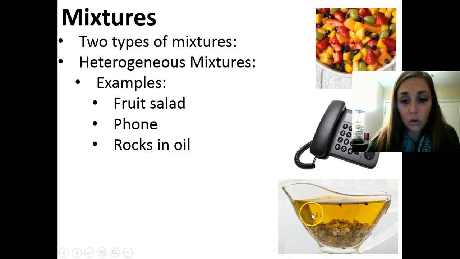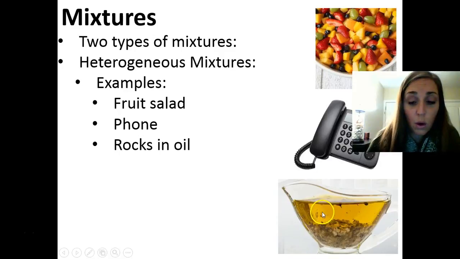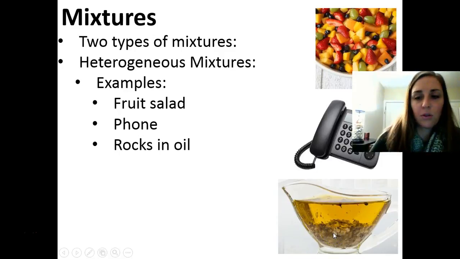Rocks in oil. So oil would be a pure substance. Your rocks, depending on what they are, might be a pure substance, but this doesn't matter because it's definitely a mixture. So all of these also can be separated by physical means, right? You can pour out the oil. You can pick up one of the rocks.